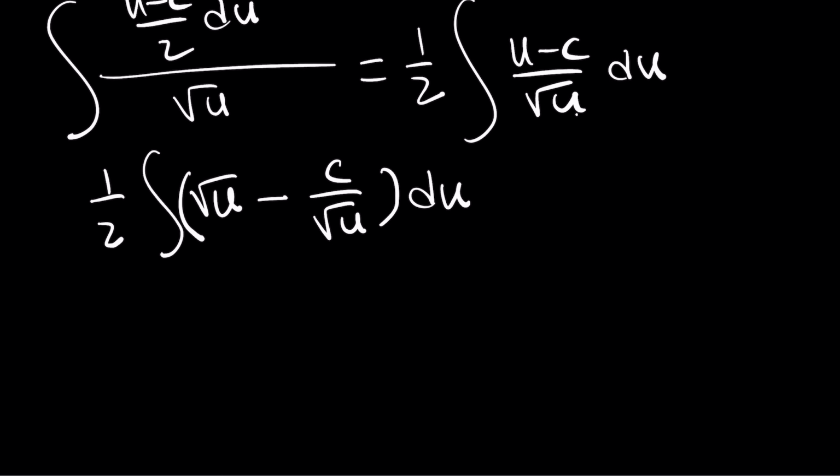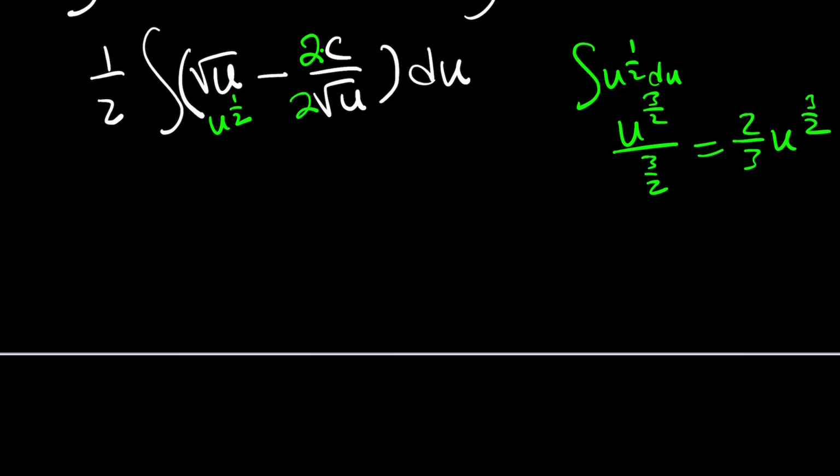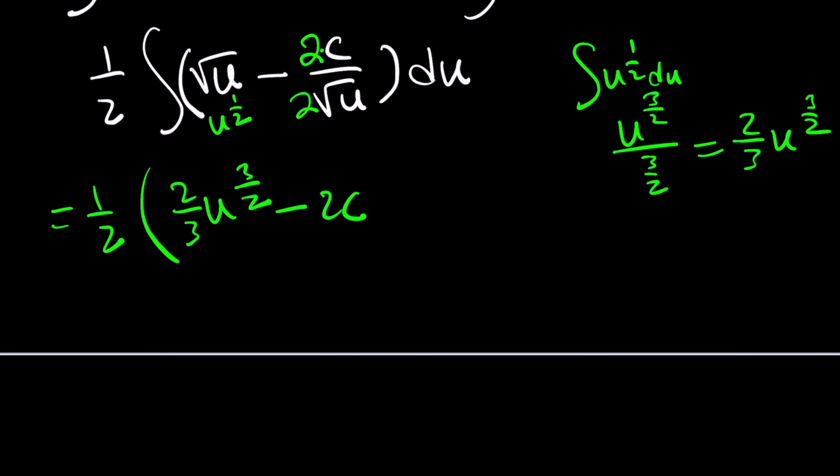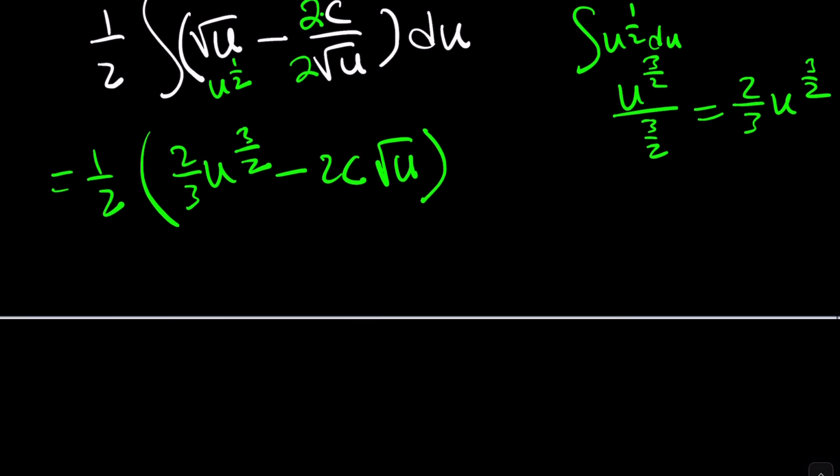But if you think about this, if you multiply by 2, it'll make things easier for you because we know the integral of 1 over 2 root u, which is root u. And this one is u to the power 1/2. To integrate it, you're just going to add 1 to it, u to the power 3/2, and divide by 3/2, which will give you 2/3 u to the power 3/2. So it'll look like this, 1/2, and this will be 2/3 u to the power 3/2 minus 2c times root u, okay? And then, of course, there's a plus c in there, but since this is just the left-hand side, on the right-hand side, we're going to have the x plus c anyways.